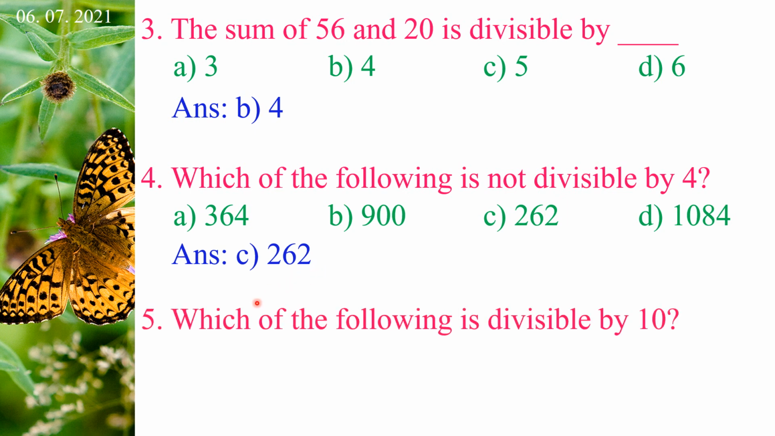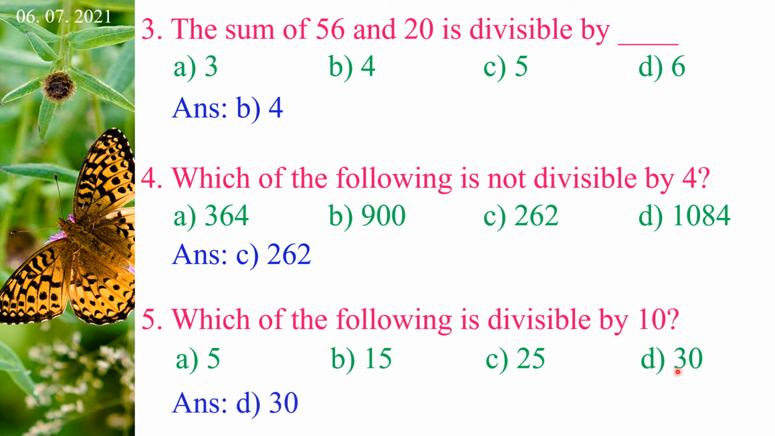Next one, which of the following is divisible by 10? The options are 5, 15, 25, 30. What is the rule of 10? Good. If the ones digit is 0, it is divisible by 10. Here 5 is not divisible by 10. 15 is not divisible by 10. 25 is also not divisible by 10. And 30 is divisible by 10 because the ones digit is 0. Therefore, the answer is 30.